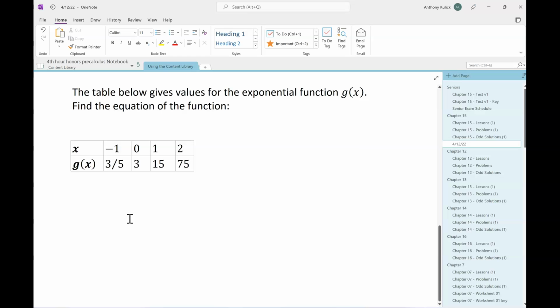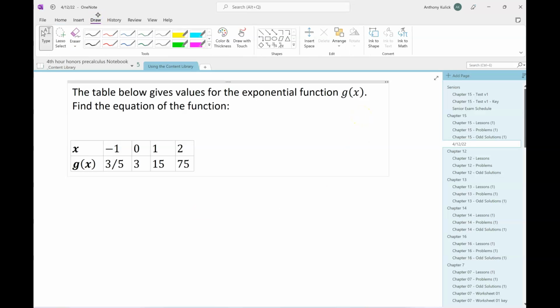Okay. Table below gives the values for an exponential function g of x. Find the equation of that function. So what we're being asked to do is to write the equation g of x equals a times b to the x. Everybody cool with that? So we need to figure out the values for a and b.